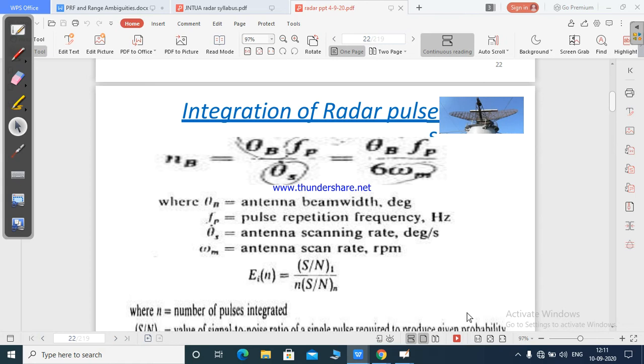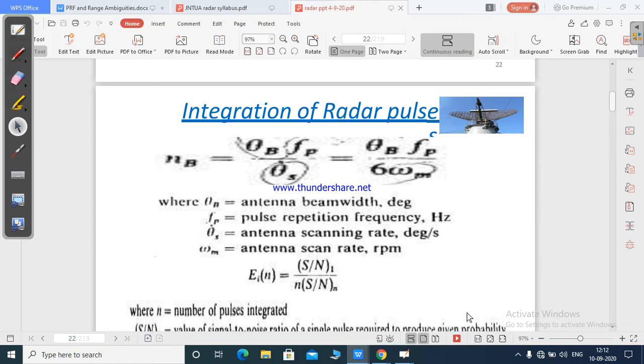Due to the unwanted targets as well as the original target, the radar receiver receives all the echo signals. Due to the target and due to surrounding objects, the radar receives all the echo signals. These will be integrated with different time slots. On the screen, on the indicator, the observer can observe all the integrated radar pulses.